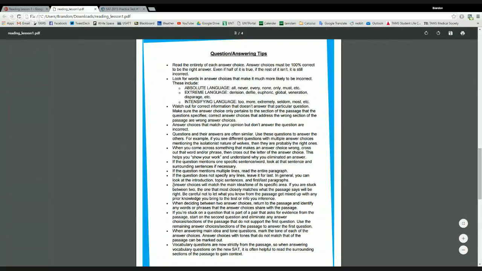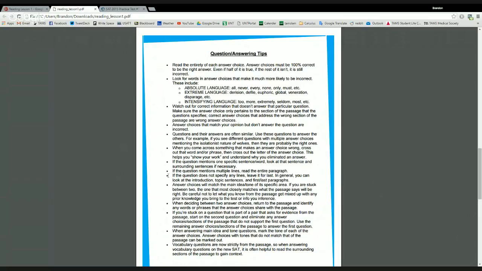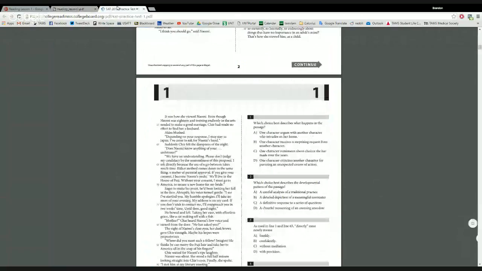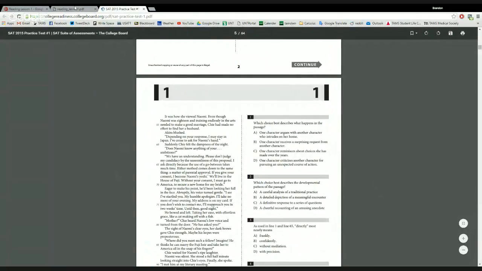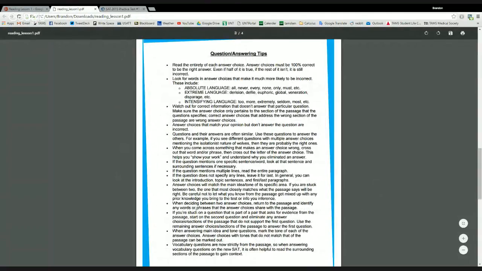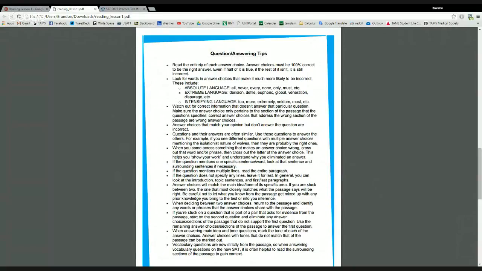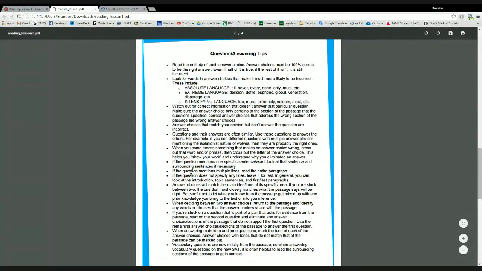Answer choices will match the main idea or tone of a specific area. If you're stuck between two, the one that most closely matches what the passage says will be right. Be careful not to let what you know from the passage get mixed up with any prior knowledge. So again, don't use your opinion to answer main idea questions and base it solely on the text. And you should be able to look at the first or last paragraph to understand what you're looking for here. This is for main idea.